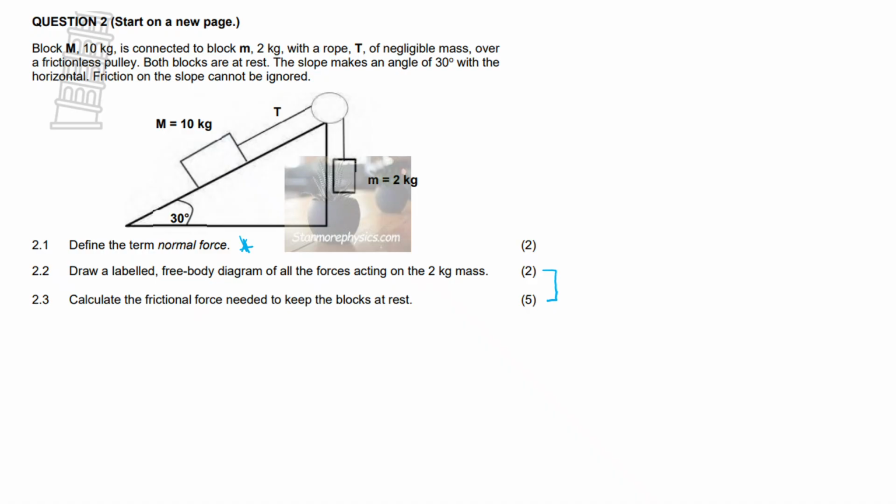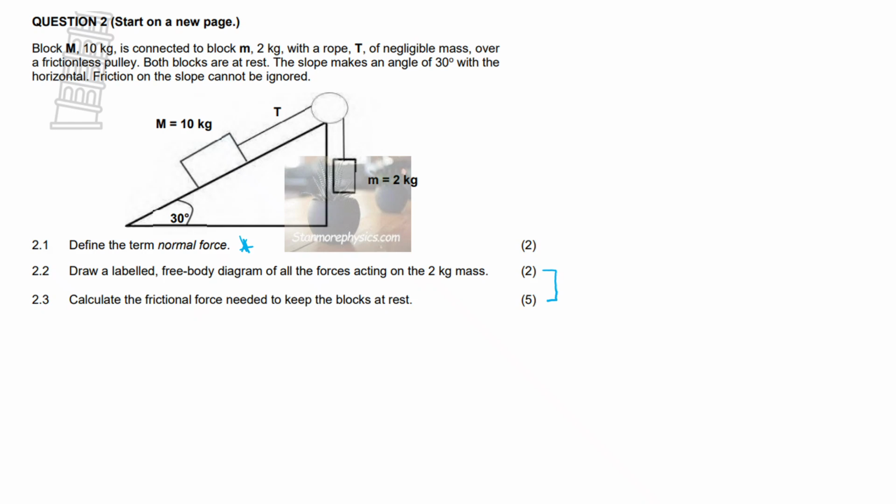So now we have two blocks, as you can see on the diagram, and they are connected with a rope T. They say that both of these blocks are at rest. The slopes make an angle of 30 degrees with the horizontal, and friction on the slope cannot be ignored.